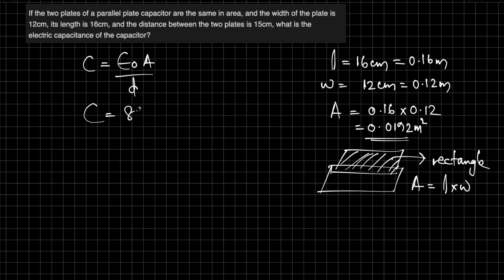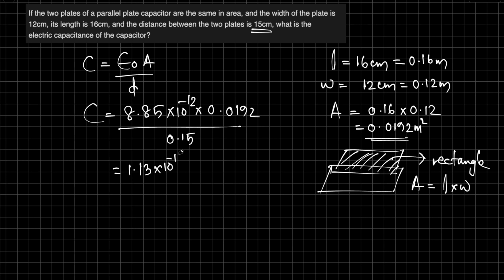Let's substitute in our main equation for capacitance. C equals epsilon 0 is 8.85 times 10 to the power minus 12. Area is 0.0192 over distance between the plates is 15 centimeter, so 0.15 meter. C equals 1.13 times 10 to the power minus 12 farads, or 1.13 picofarads.